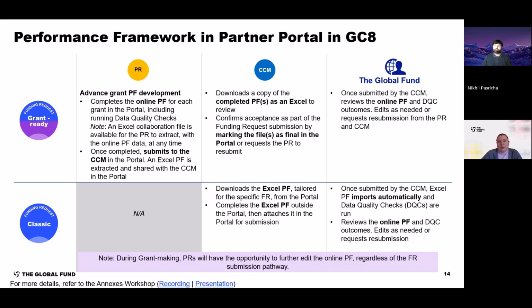There, they will complete the online performance framework for each grant in the partner portal. And we will be also showing for the principal recipient in the info session for the principal recipient how that process is expected to look like and what are the key steps to complete there in the partner portal. What is really, really important here is that the submission of the performance framework for PRs will need to take place online. So this is the final submission that we expect the principal recipients to complete.